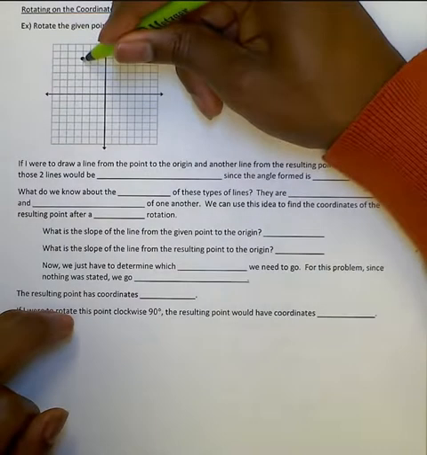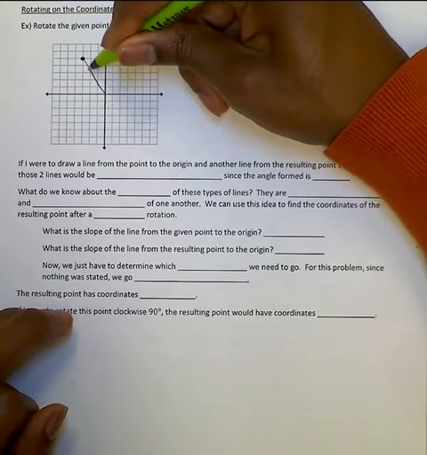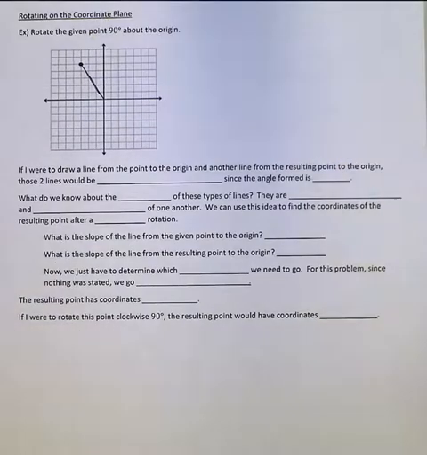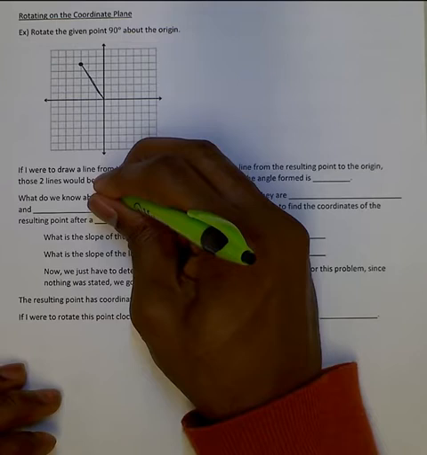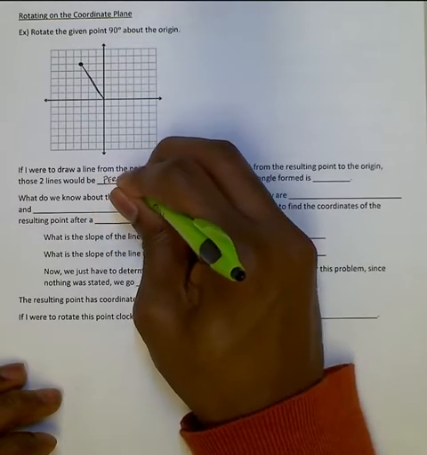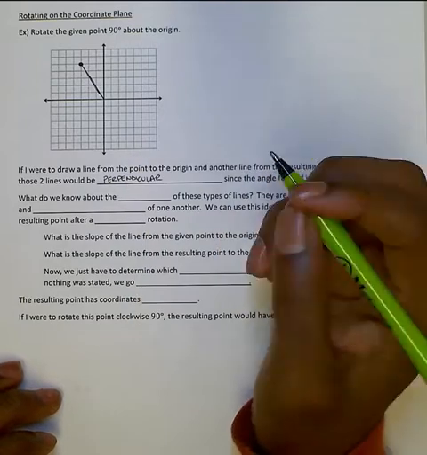So what can be helpful is if you draw a line to the origin, because that's where we're rotating it from. We're going to draw a line to the origin, and then we're going to use that line to help us rotate. If I draw a line from the point to the origin and another line from the resulting point to the origin, the two lines would be perpendicular, and it's going to be perpendicular because we're rotating 90 degrees, and so we'll create a 90-degree angle.